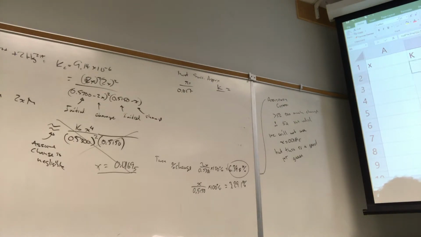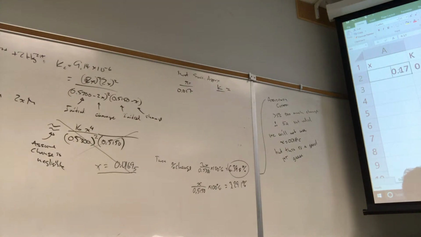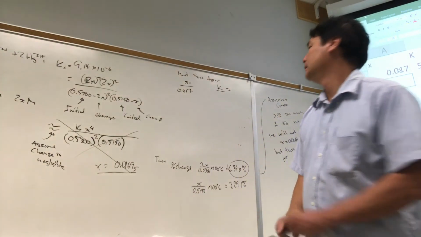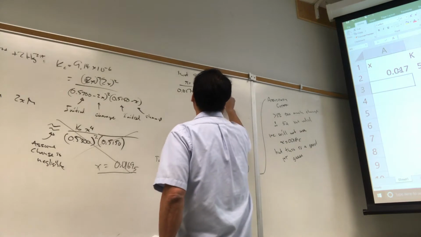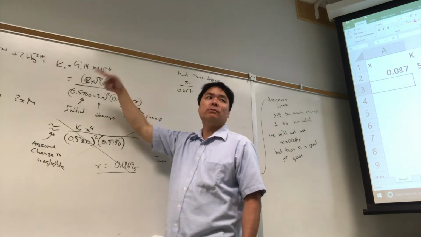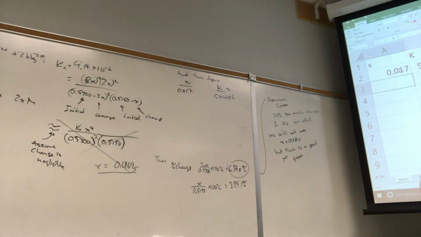So what I'll do here is copy and paste this formula down. Right now we don't have any x values. The first x value we guessed was 0.017. For the first x value, we come up with 5.41 times 10 to the minus 6. Well, it's too small, right? And so what should we do? Should we guess bigger? Yeah, let's guess bigger. So we're going to guess bigger, 0.018.